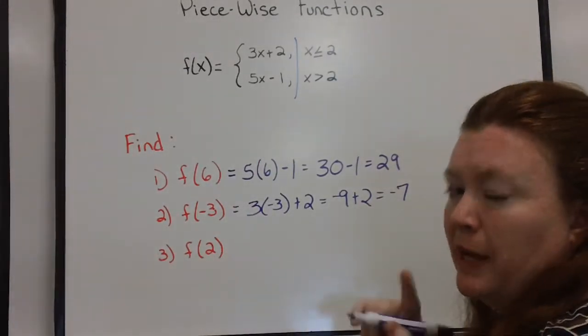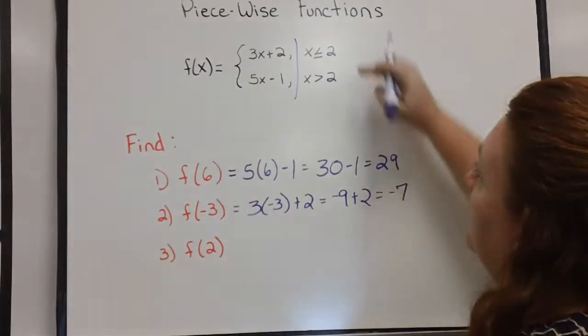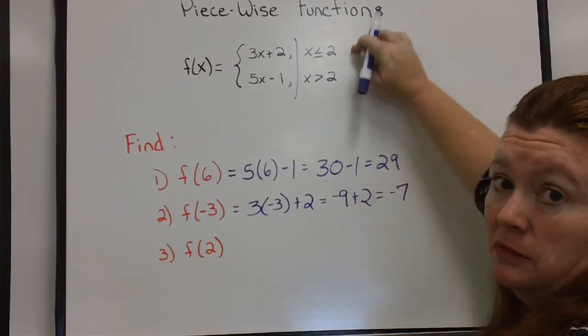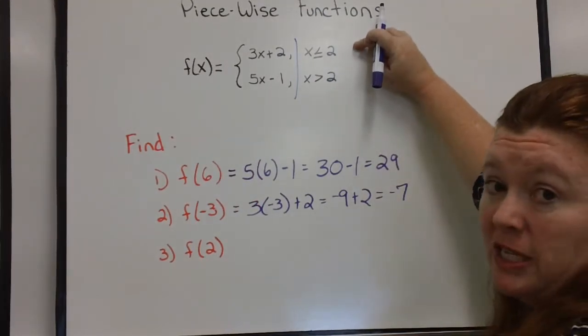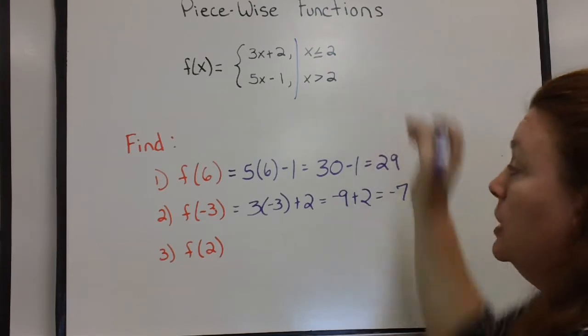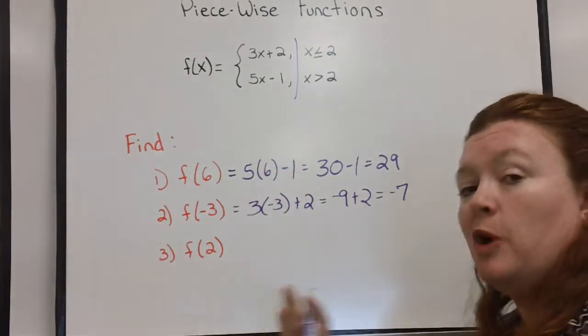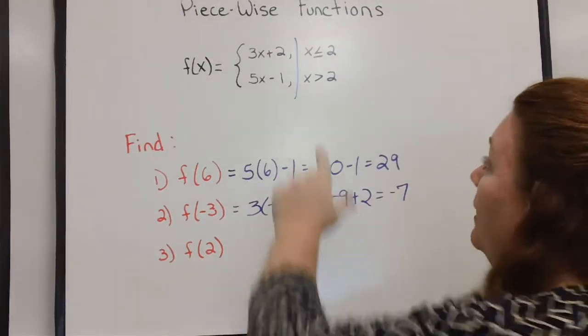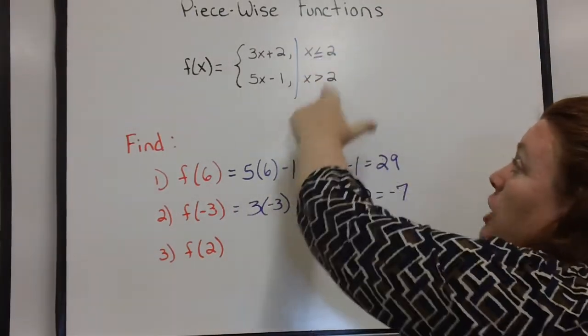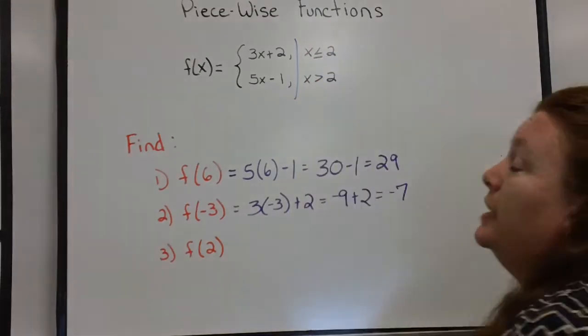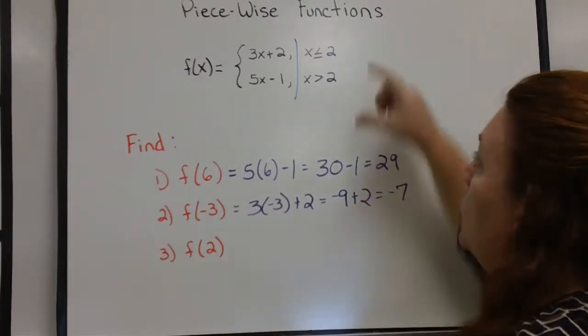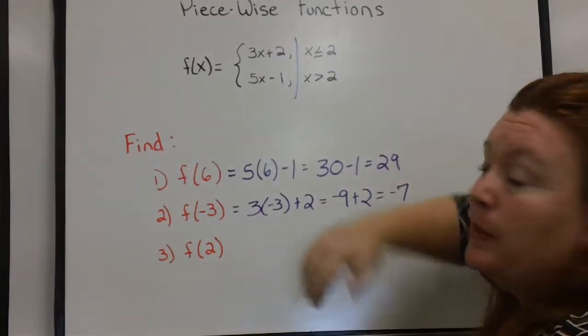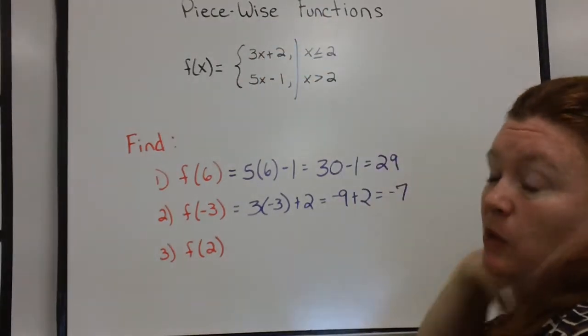f of 2. Now here's where it gets a little tricky. They both have a 2. So am I plugging into the first equation or the second equation? Notice how for each of these problems, the first thing I'm doing is looking to the right side of my line. I'm going to look over here and check. This side is going to tell me which equation I'm using. Am I using the top equation or the bottom equation?